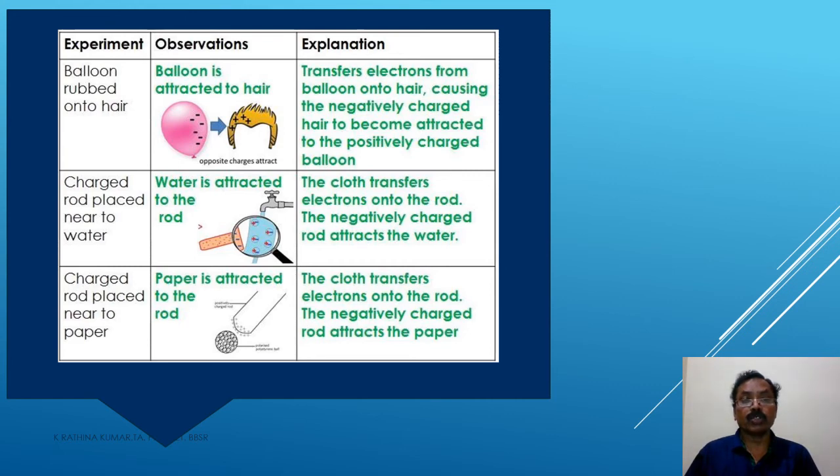A charged rod placed near water, so it repels. The cloth transfers electrons onto the rod. The negatively charged rod attracts the water. A charged rod placed near paper, the paper is attracted to the rod. The same explanation can be followed in the third one. You might have experienced all this by doing your experiment or a personal activity in your place where you are.